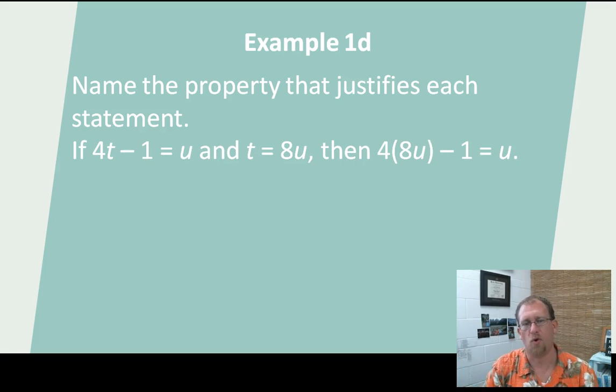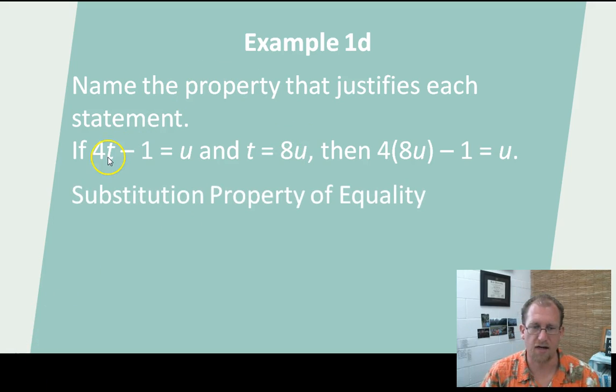Okay, let's do a couple more. Name the property that justifies this. If 4t minus 1 equals u, and t equals 8u, then 4 times 8u minus 1 equals u. And you are confused? No, you shouldn't be. Here, look, this is a t, and we were told that t is this. So I can stick this in for t, and I get this statement. What did I just do? That's the substitution property. You could also say transitive if you wanted to, but substitution is the best here. I just took something and stuck it in there where the other thing was. Okay, and I now have a new statement that I can continue to follow.